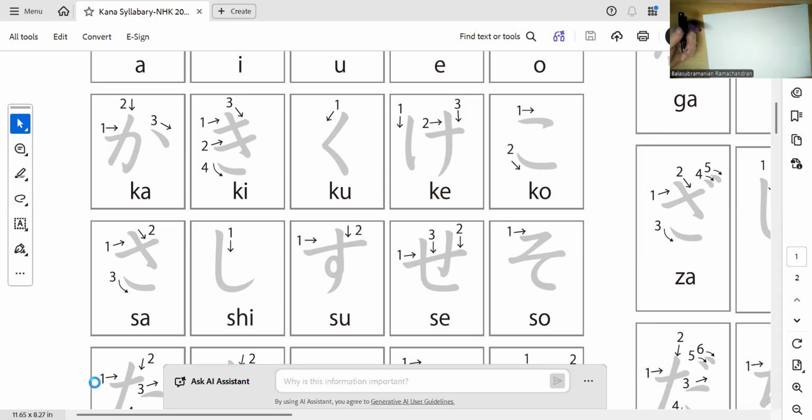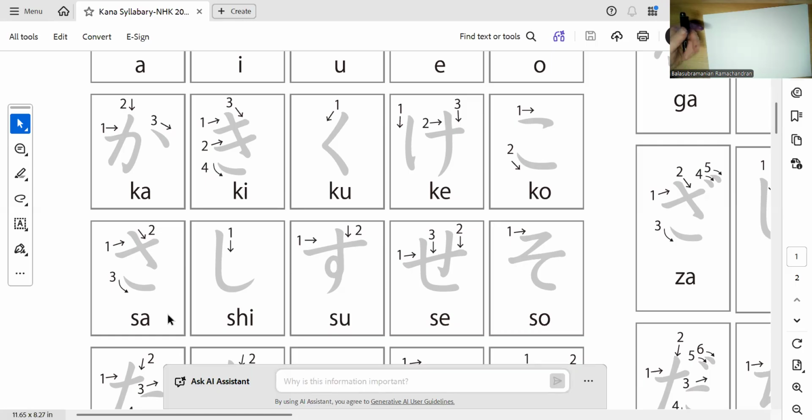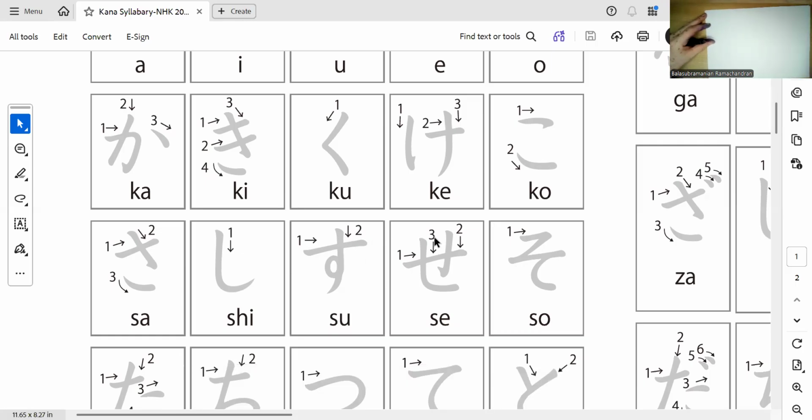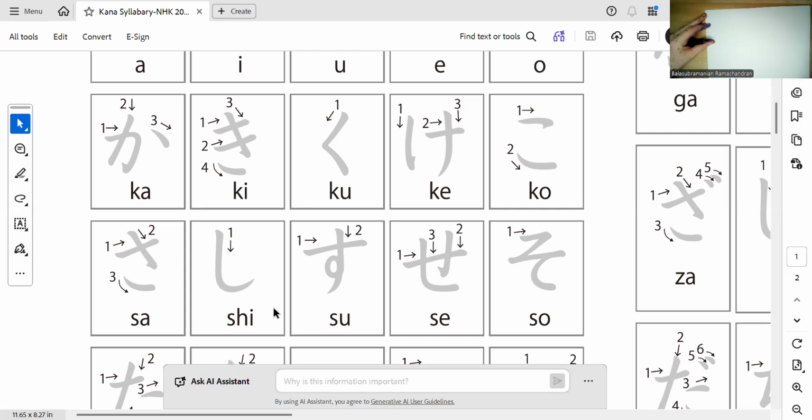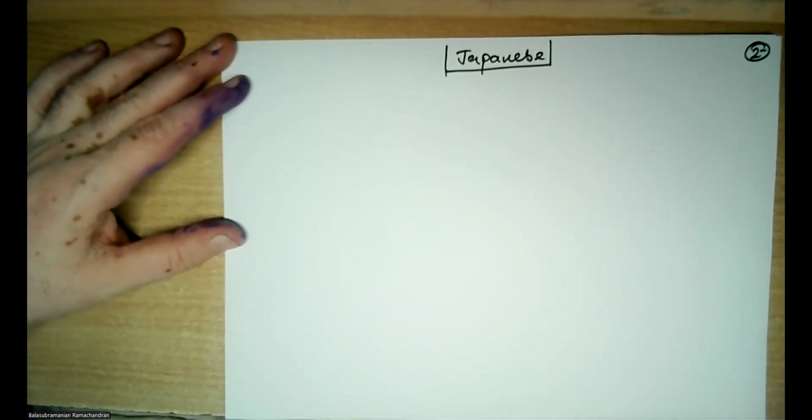So there we have sa, shi, su, se, so. Sa, shi, su, se, so. That's just one thing. Here the second letter is shi and not si. Okay. Sa, shi, su, se, so. All right. So if that is clear, then we'll practice this series of letters, the sa series. So let me stop share and let's begin practicing the sa series.